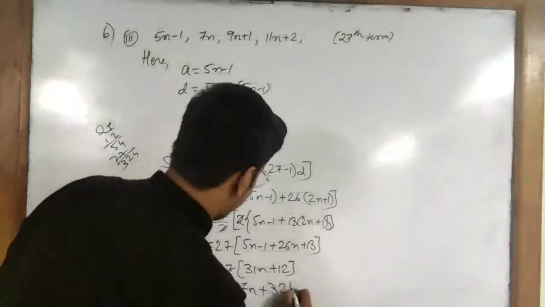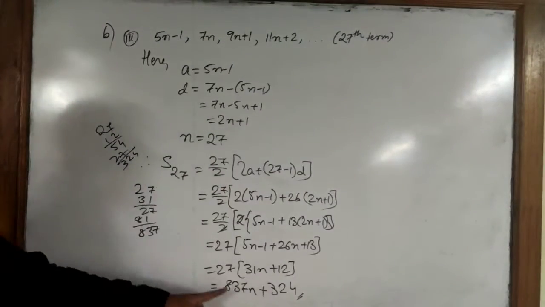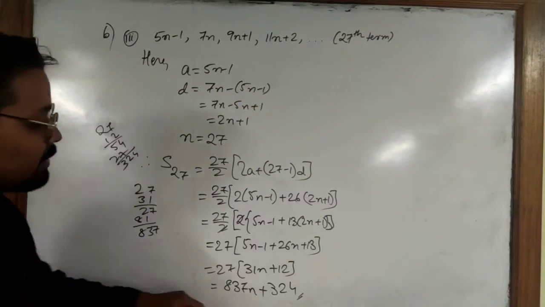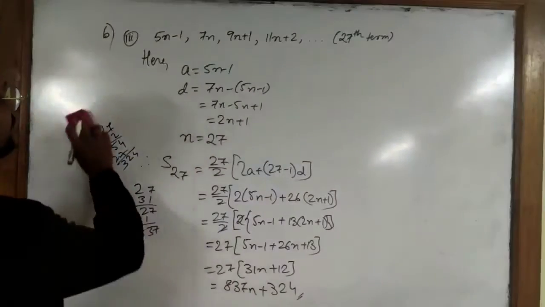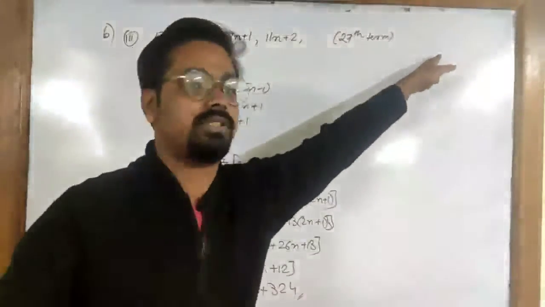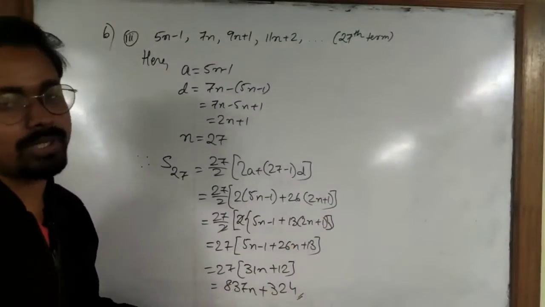Plus 324. So this is the 27th term of this AP. Okay, I mean not the 27th term, this is the sum up to the 27th term. So if we keep on adding all the terms up to the 27th term, this is the value that we are going to get.